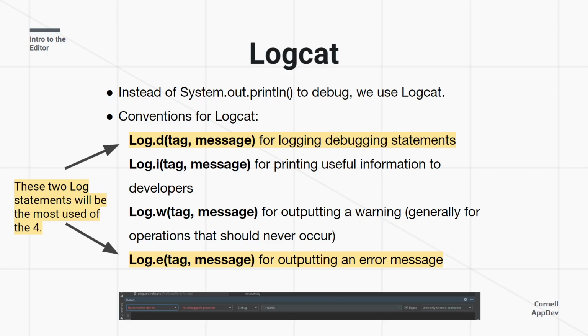There are four of these functions, D, I, W, and E. These each stand for debugging, information, warning, and error. These all pretty much do the same thing. They print out something to logcat, but you should use each accordingly for if you are debugging, printing useful information, warning, or throwing an error.